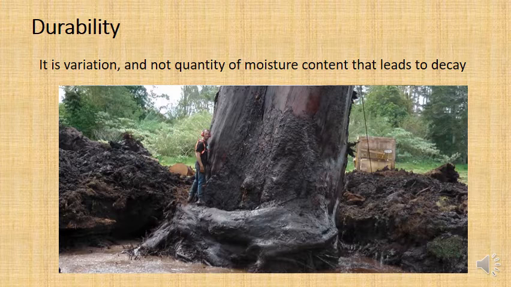But now this is another picture here. Remember I said that with moisture content, you have different kinds of decay. Moisture content can give you insect decay, but variation in moisture content can also give you decay in terms of shrinking and swelling.